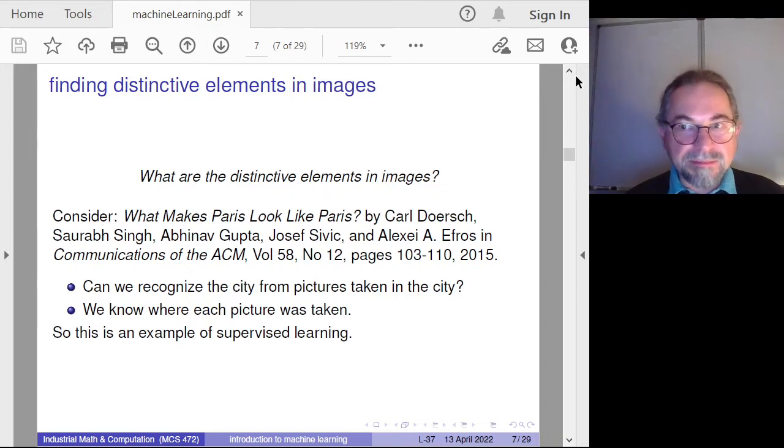So I take this paper because I read this paper. It is published in the Communications of the ACM, the Association for Computing Machinery. In the last lecture, I had a paper in the American Mathematical Monthly. The Communications of the ACM is a little bit similar to the American Mathematical Monthly, in the sense that it is intended for a very wide range of professionals.